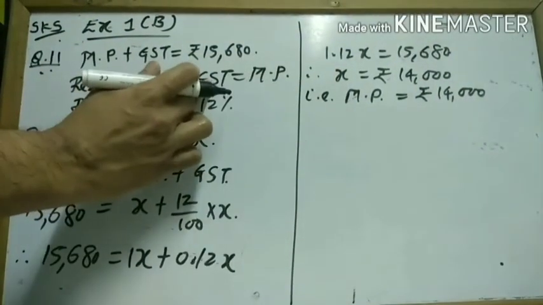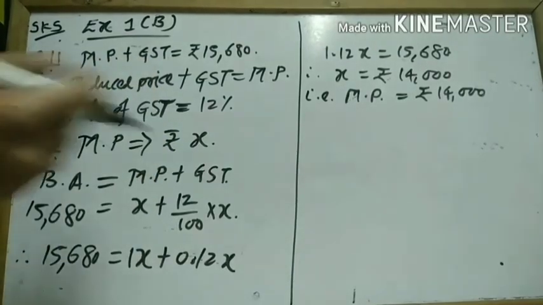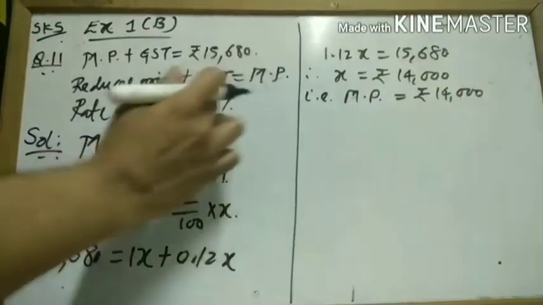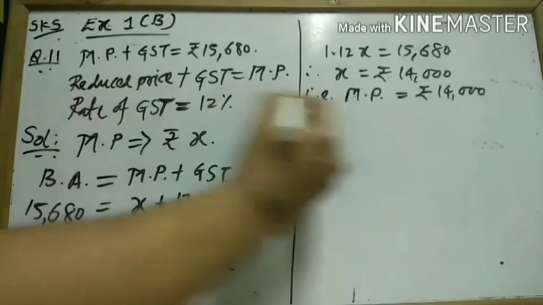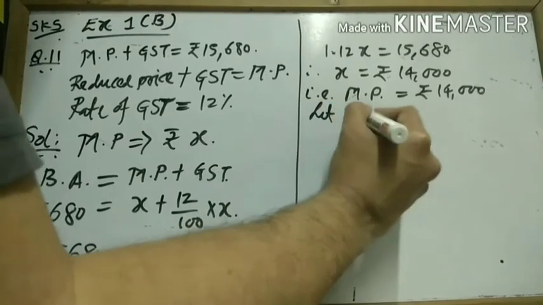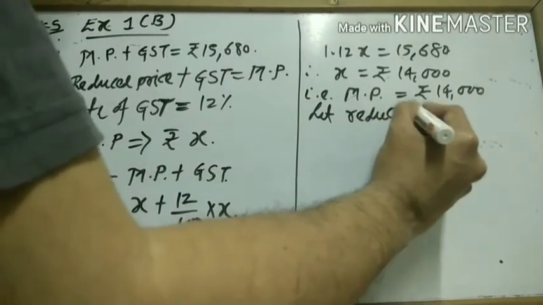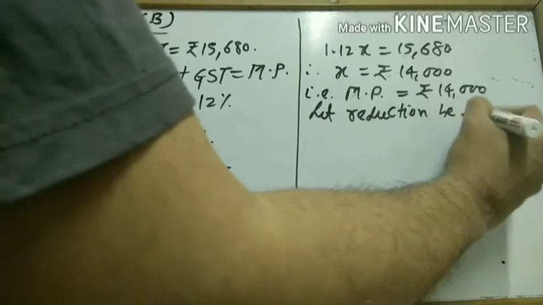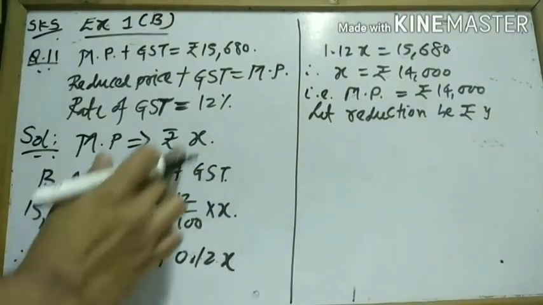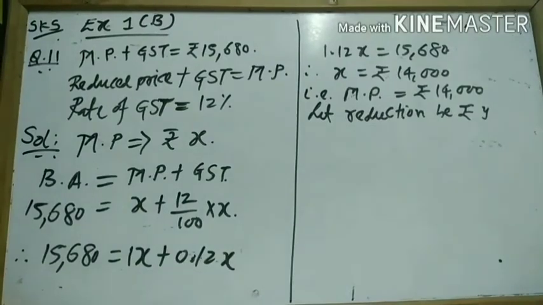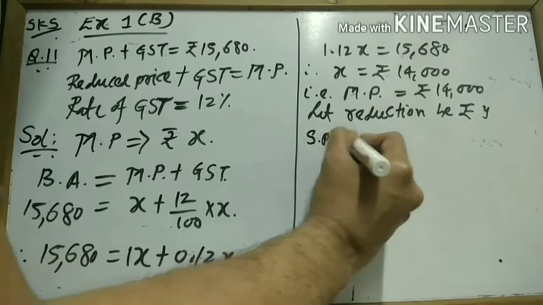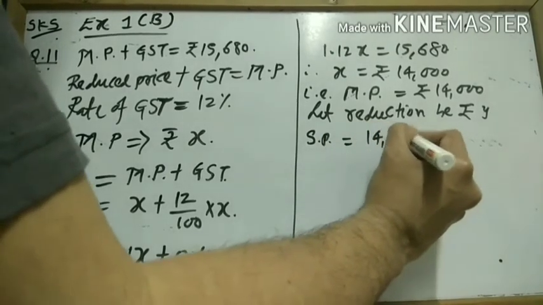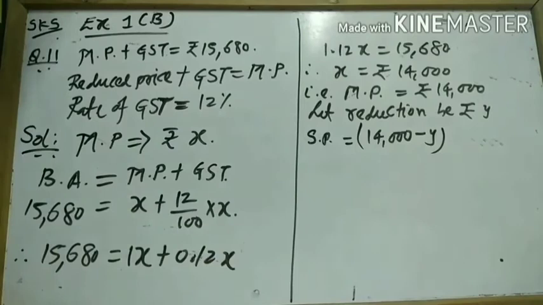Now the customer wants this entire object in 14,000. He wants to pay GST also inclusive of it. So say the reduction in price be rupees y. Here we took it once as x, so I cannot use the same variable. So the reduction be rupees y. So selling price will be how much now? Selling price will be equal to 14,000 minus y.